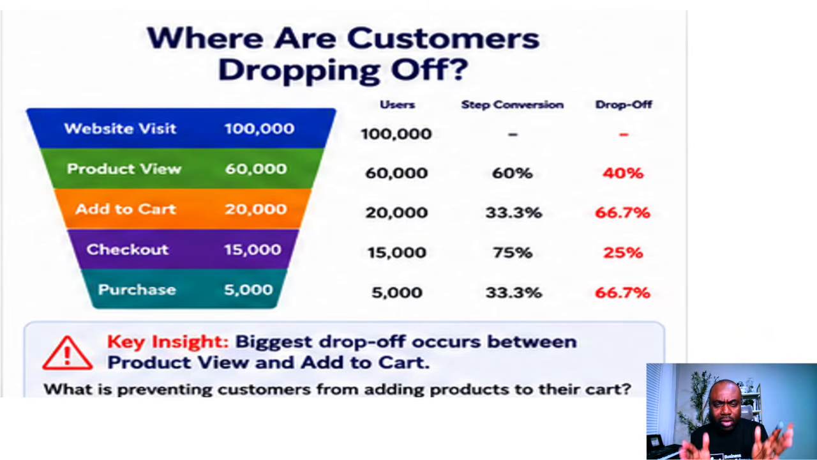Okay, so now you have to understand, why is this happening? By descriptive analytics, and by the way, if you don't know the different types of analytics, I have done a video about that. I'm going to link it here for you. But from a descriptive standpoint, you clearly see that 66.7% of people who view a product do not add to cart. So now you can go and try to investigate that. You can go and do more diagnostic analytics.